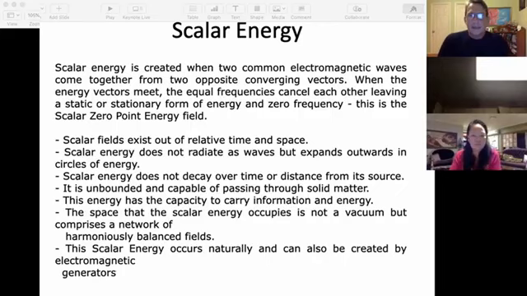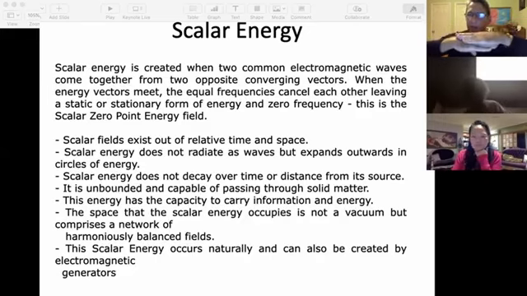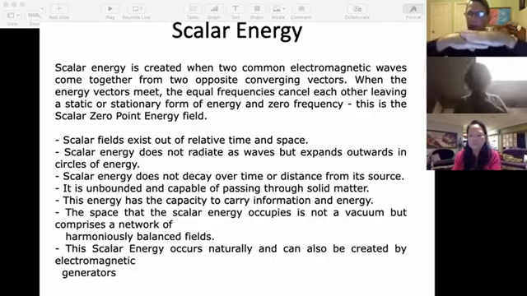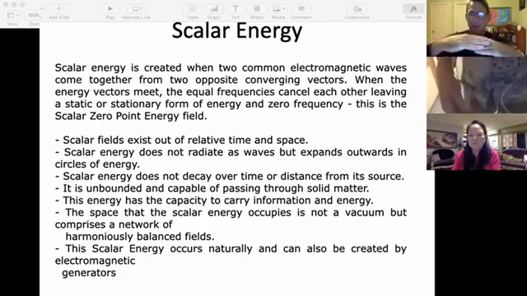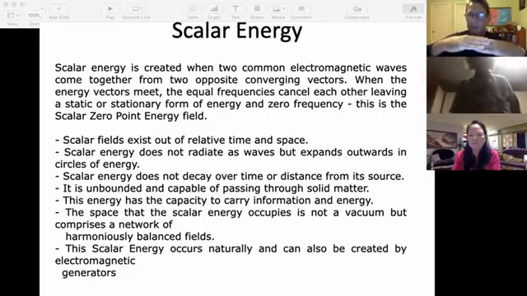Basically, they're created when you get two electromagnetic waves coming from opposite directions, converging and completely matching in their frequencies and their wavelength. As they come in and overlap, they neutralize each other. So the electromagnetic component is neutralized, but that leaves behind what we call a zero frequency or a scalar zero-point energy field, which results in these scalar waves.